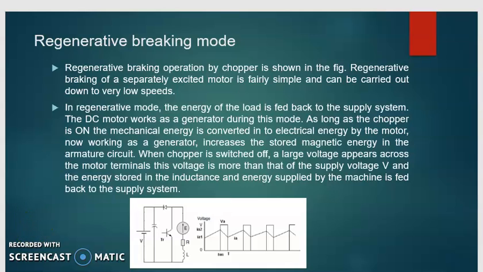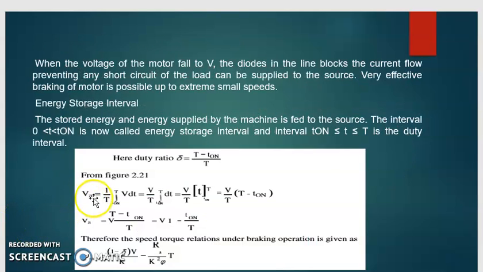We can see VA is equal to 1 upon T, integration from T on to T of V dt, which is equal to V upon T, integration from T on to T of dt, that is V by T into T minus T on. So armature voltage VA is equal to V into T minus T on upon T, which is equal to V into 1 minus T on upon T. Therefore the speed torque relation under braking operation is given as omega M is equal to 1 minus delta, that is the duty ratio, whole into V upon K minus RA upon K square phi into T.